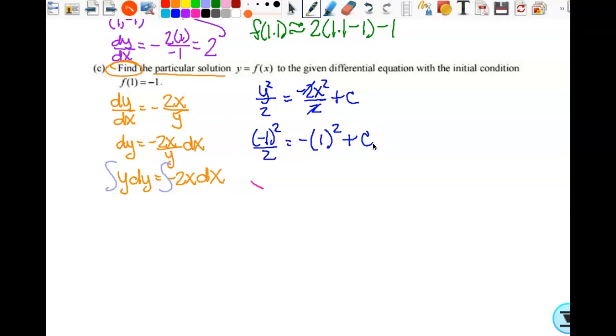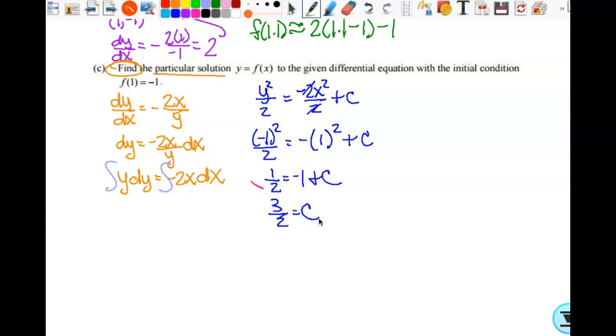All right. So this is going to give me 1/2 equals 1, negative 1, plus c. Is it 3/2 equals c? Y'all agree with that? Okay.